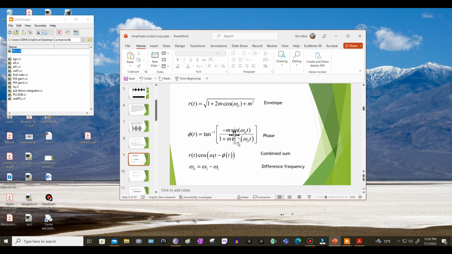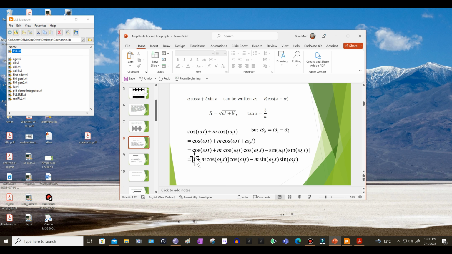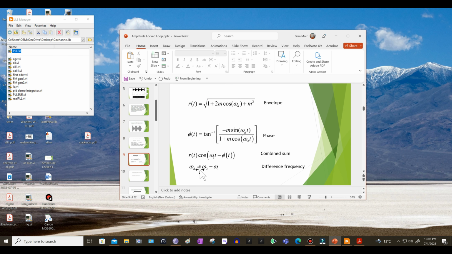And then the phase is given by arctan of this thing here. You can put the minus outside, I think, because arctan of minus x is minus arctan of x. I think so anyway, off the top of my head. So you can write it like this now. So r of t cos(omega 1 t minus phi) is the combination. Notice there's amplitude modulation. Well, it's not really amplitude modulation, but you've got this envelope, r of t. Omega d is the difference frequency, and phi is the phase.